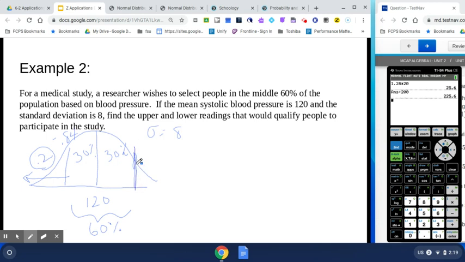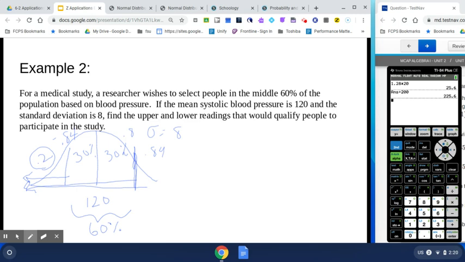Now guys, if I wanted to use the positive z-chart to find this line, the positive z-chart reads left shaded regions. So I would need all 3 of these regions added together. So the 20% plus the 30% plus the 30% gives me 80%. I would need to look up the closest number to 0.8 on the positive z-chart. But this graph is symmetrical.